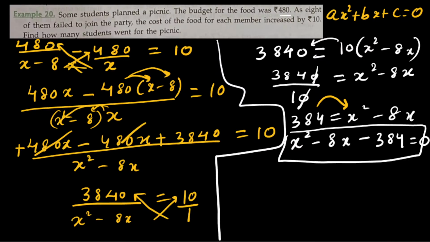8x square minus 8x minus 384. Is there anyone who has solved this one? It's a quadratic equation, I am not going to solve it. You can simplify either by using the quadratic formula, or by factorization by splitting the middle term. I'll tell you, once you simplify this, the value of x which you are going to get is x equals 24 or x equals minus 16.